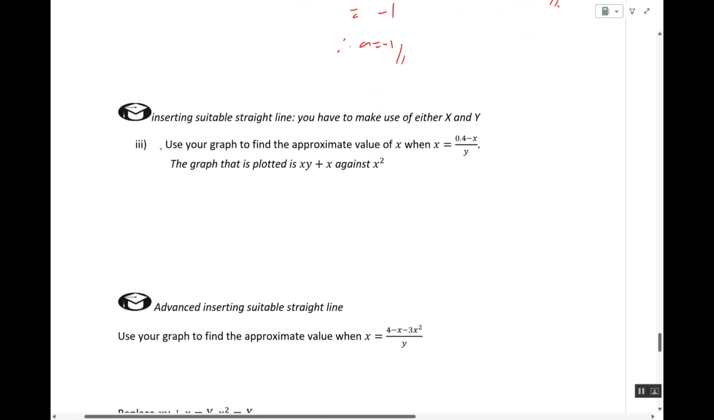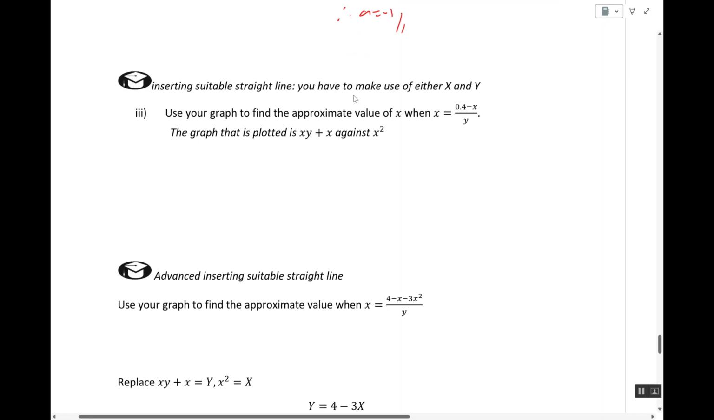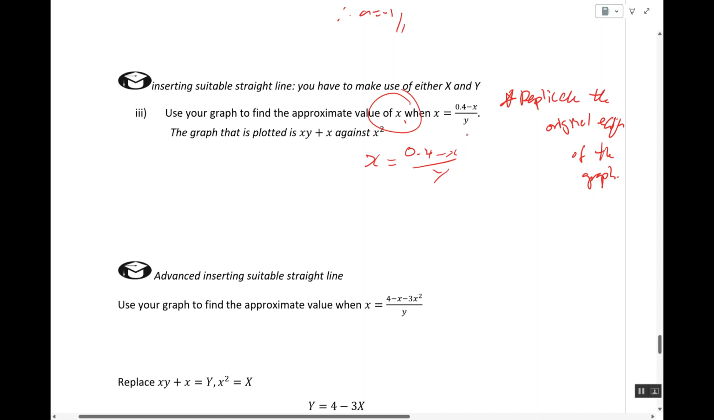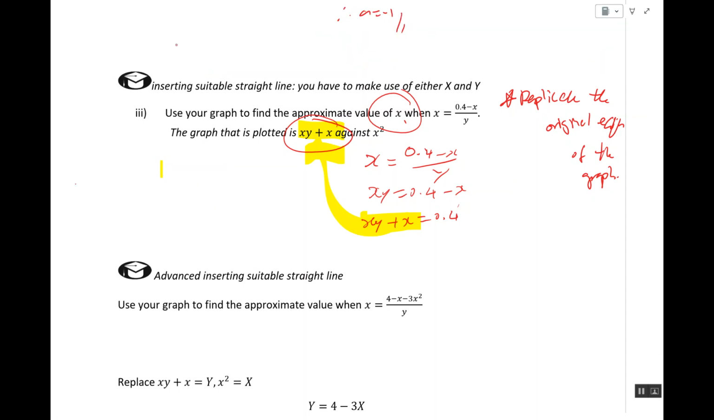The next part, insert a suitable straight line. They tell you to use your graph to find the approximate value of x, given this equation here. So the key concept for this is what? You need to replicate the original equation of the graph. So manipulate this equation. I need to form back the xy plus x, where y equals something. So multiply the y over, I get xy equals 0.4 minus x, bring the x over, I get xy plus x equals 0.4. And this is my big Y. So I'm going to replace it with big Y equals 0.4.